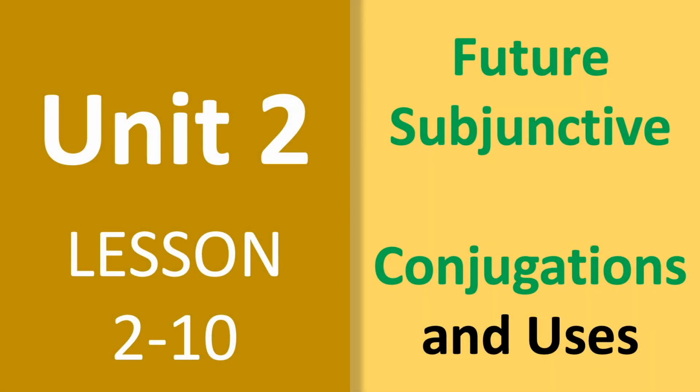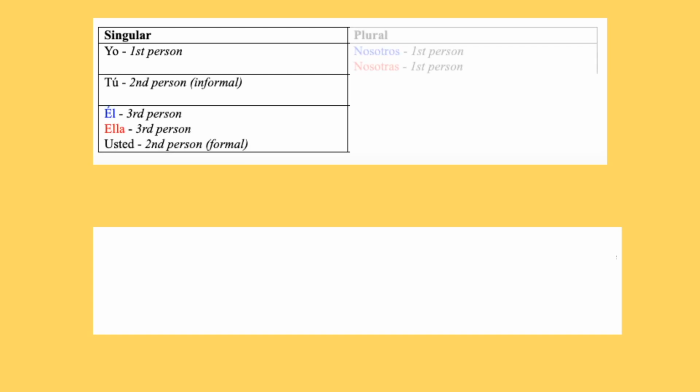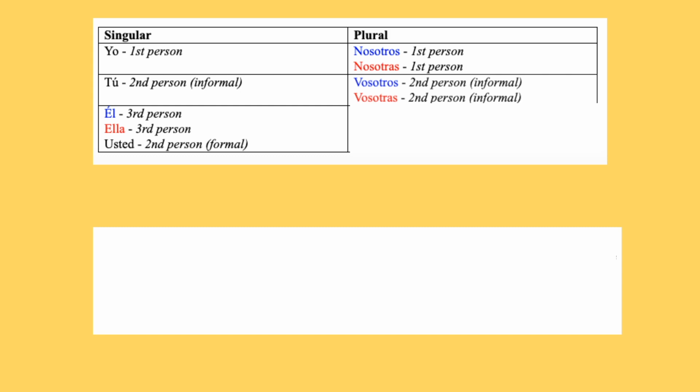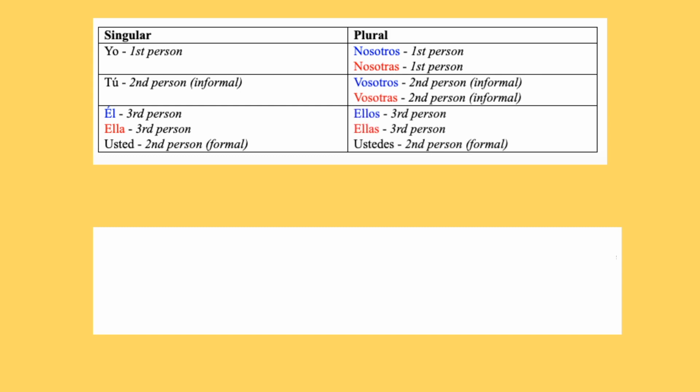For the final lesson of Unit 2, we will discuss the future subjunctive, its conjugations, and the rare situations in which it would be used. As a reminder, you should already be aware of the different subject pronouns and which ones are first, second, and third person, and which ones are singular and plural.